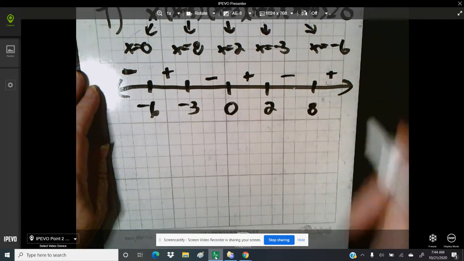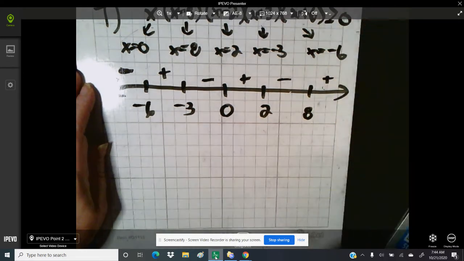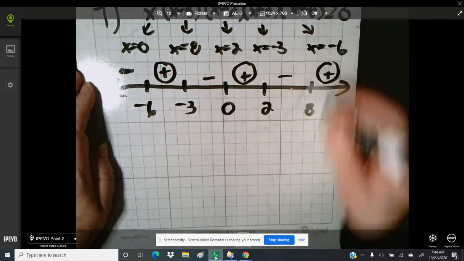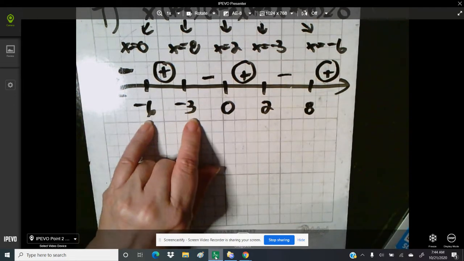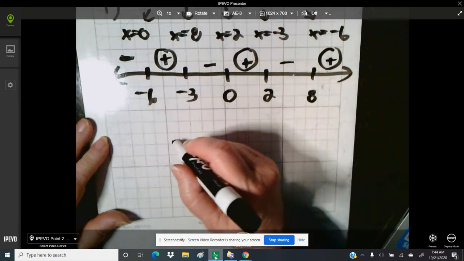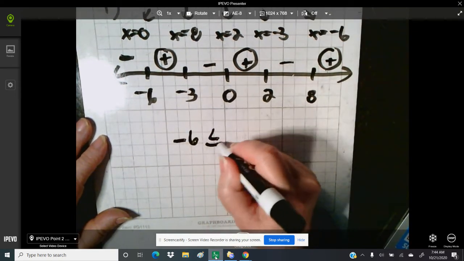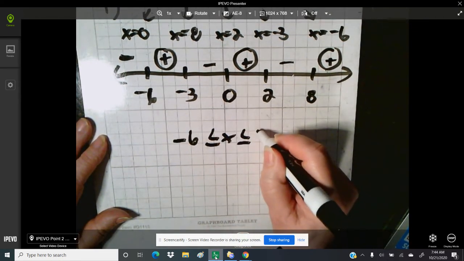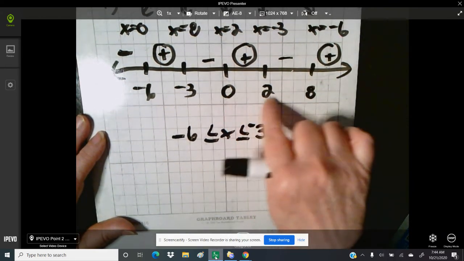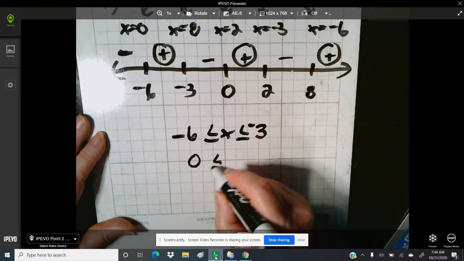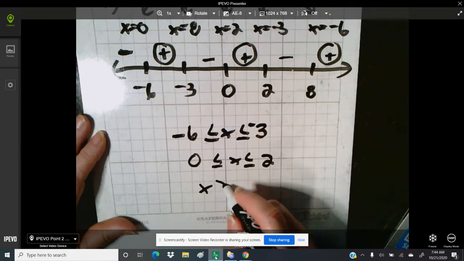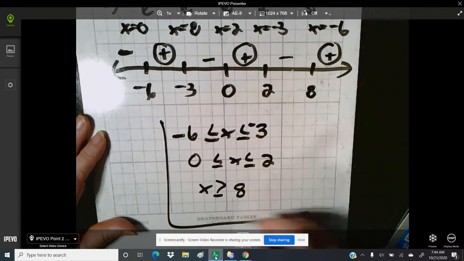So now you're looking for where it is greater than 0. It's greater than 0 here, here, and here. So how can we write that? It's greater than 0 in between -6 and -3, sorry. That's one of my solutions. In between 0 and 2, and greater than 8. And there is my solution.